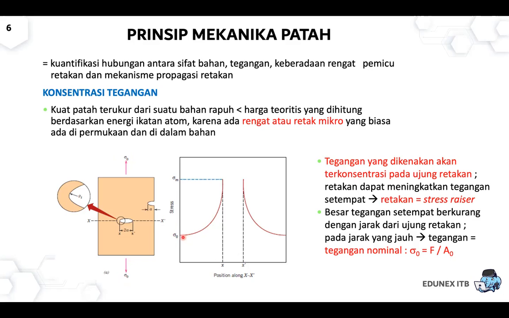sigma 0, actually what happens at the tip of the crack is that the stress is going to be raised, for example to sigma m. So the stress at the tip of the crack, tegangan yang terkonsentrasi pada ujung retakan, around here will be higher than this one. That means the crack will increase the stress, the crack will cause a stress raiser.